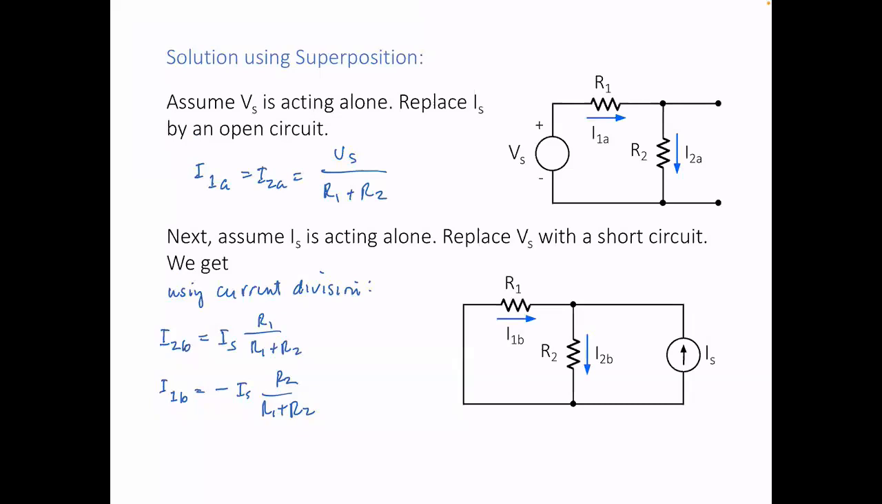Okay, so finally, I'm going to get I1 equal to I1A plus I1B, and I2 is equal to I2A plus I2B. Okay. So if you feed in these values, this one and this one, and you work it out, you should get exactly the same results as earlier, no? That's the thing I told you to work out on your own.